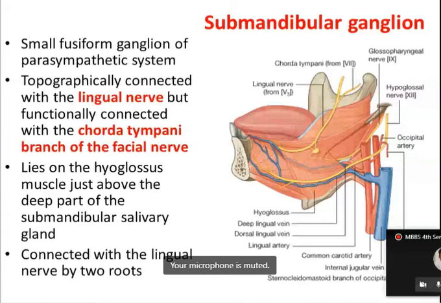Okay. This parasympathetic supply to the submandibular gland, the flow chart is important for exam purpose. Okay. And move on to the submandibular ganglion.